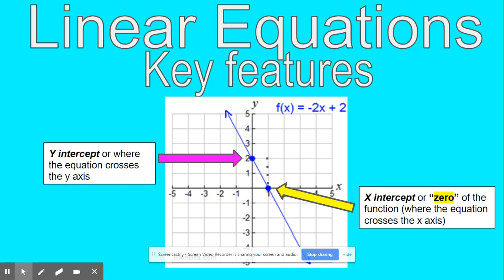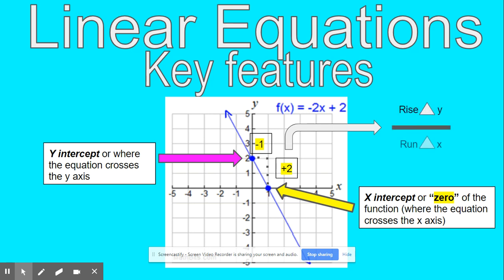Just a quick review on slope. We'll get more detailed later. So you start from one point, you rise. In this case, I would rise 2 and run -1 because it's a negative slope. So I would write my rise over my run, which would be 2 over -1. Which would give me the -2 here.